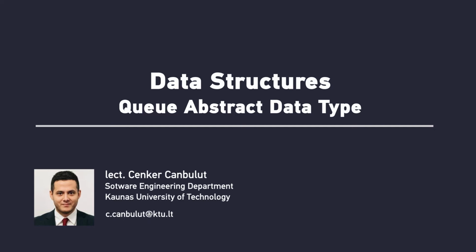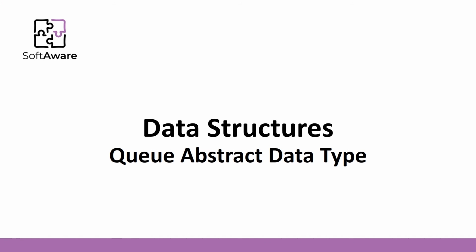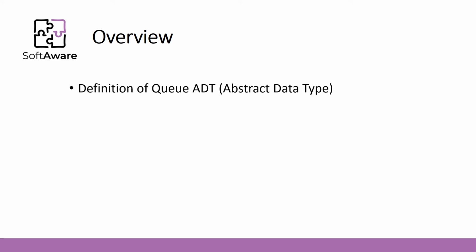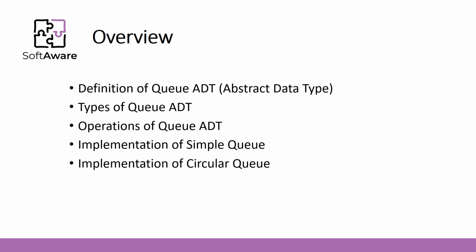Hello everyone. In this lecture, we will learn how Queue Abstract Data Type works and why they are used in data structures. In the overview of this lecture, we will have a look at the definition of Queue Abstract Data Type, types of Queue Abstract Data Type, operations of Queue Abstract Data Type, implementation of simple queue, implementation of circular queue, and with some list of applications.